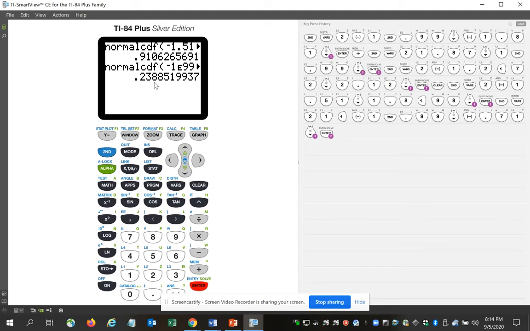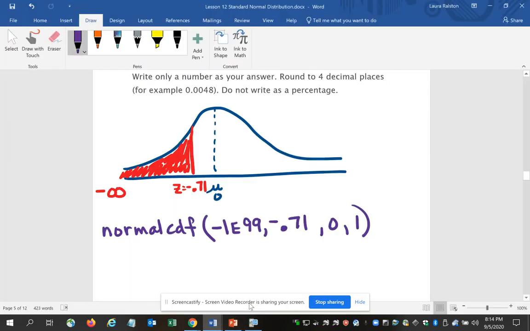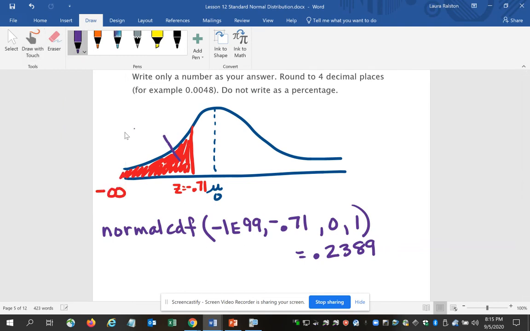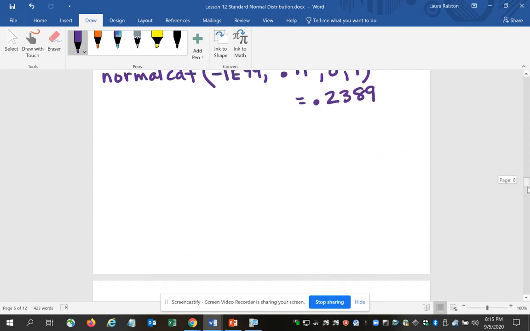We get 0.23885, so we do need to round up, so it's 0.2389. And again, that corresponds to this red shaded region to the left of negative 0.71. And that is the probability that we would have a z-score less than negative 0.71.